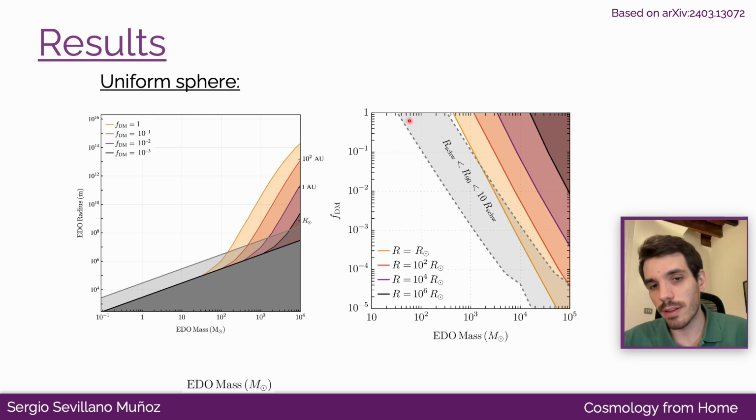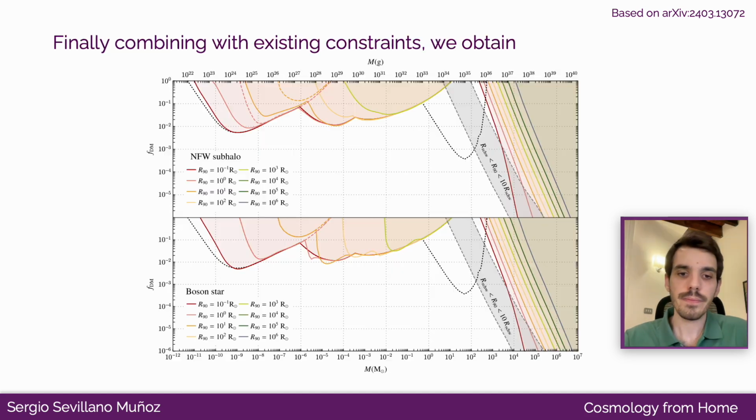Everything closest to this left line would be completely wrong because our approximations are not valid anymore, and things that are close to this line are starting to be problematic. So probably this yellow line that you see around here is in that limit. Now, when we repeat this whole thing with this other new NFW subhalo and boson star, what we find is what we expect. New bounds. The bounds actually depend on what object you're studying, and you can combine them with the already existing constraints over there.